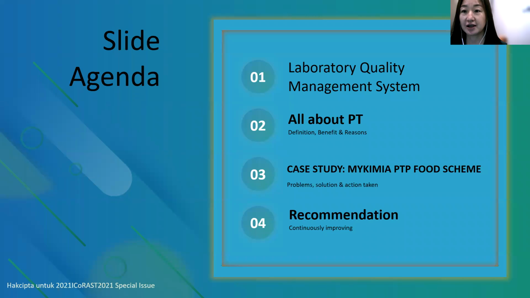This is my slide agenda. Firstly, I will talk about laboratory quality management system. Secondly, about the PT. Third, case study based on my Kimia PTP food scheme. And lastly, the recommendation.